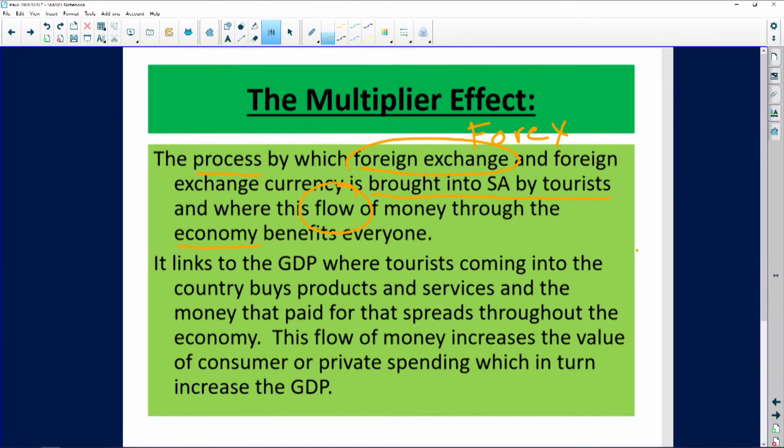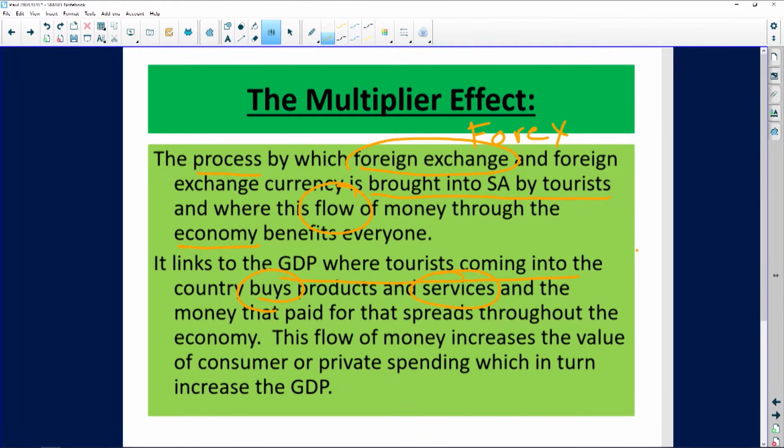Okay, so now let's have a look. How do we link the multiplier effect to the GDP? Remember we spoke about the GDP just a few minutes ago. Let's have a look. The multiplier effect links the GDP where tourists are coming into the country. They buy our products and services. Remember, in the tourism industry, we most likely and normally have a lot of services rather than products. You see, tourism, in all essence, is actually an export product. We export tourism as an experience.